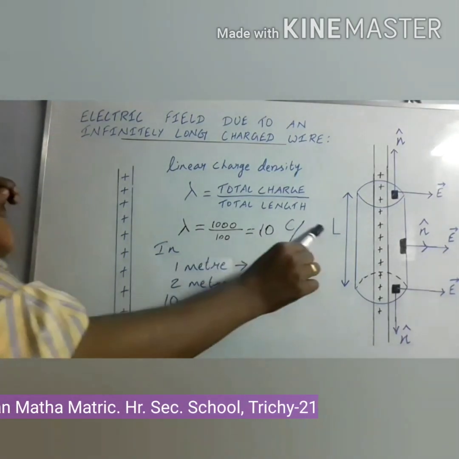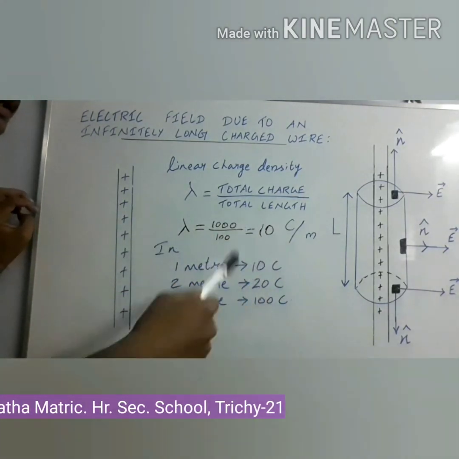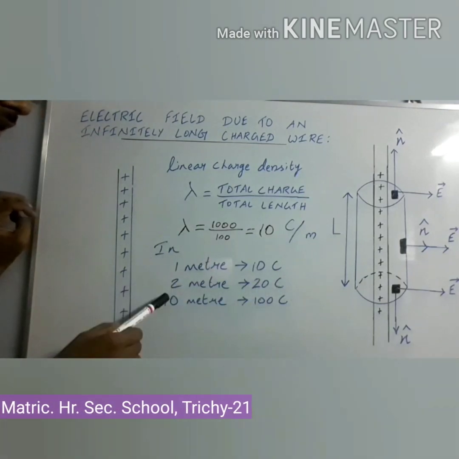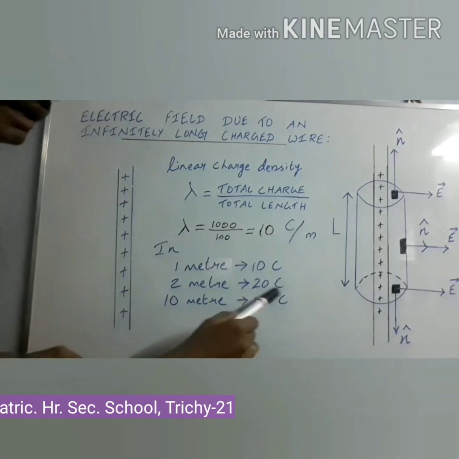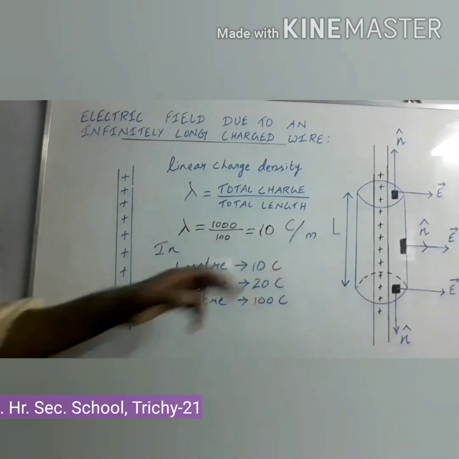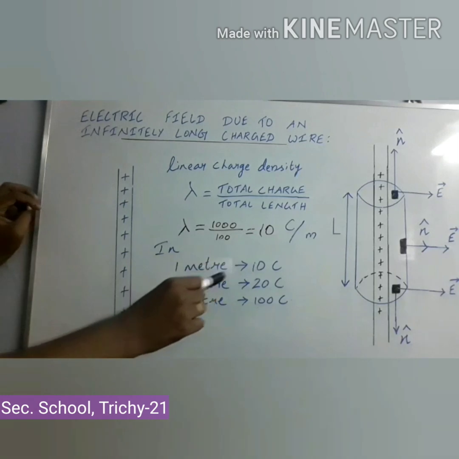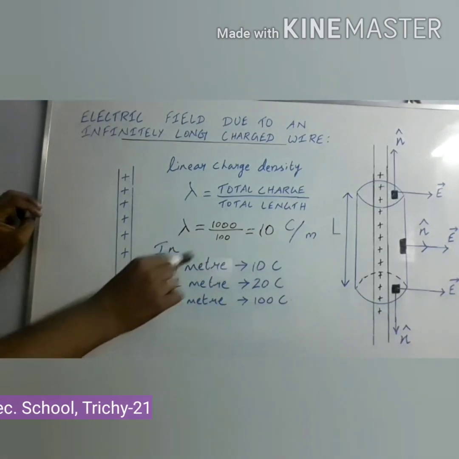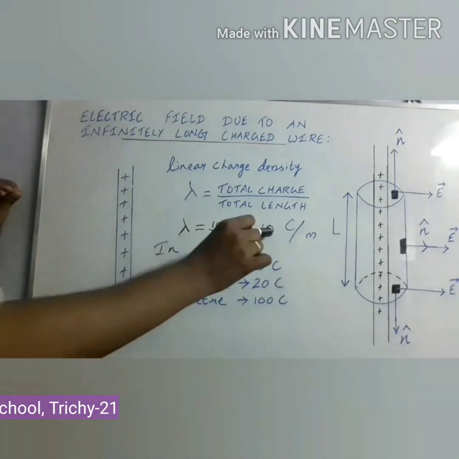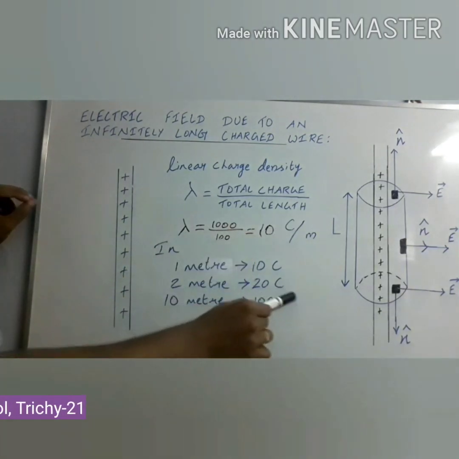Here you can understand 1 meter of the wire has 10 coulomb of charges. In 2 meter, 20 coulomb of charges will be present. Likewise in 10 meter, how many charges will be there? 100 coulomb of charges. How can you find the amount of charge? You multiply the particular length with the linear charge density. For 1 meter, you multiply 1 with the linear charge density 10, that gives you 10 coulomb. For 2 meter, 2 into 10, 20 coulomb. For 10 meter, 10 into 10, 100 coulomb of charges.